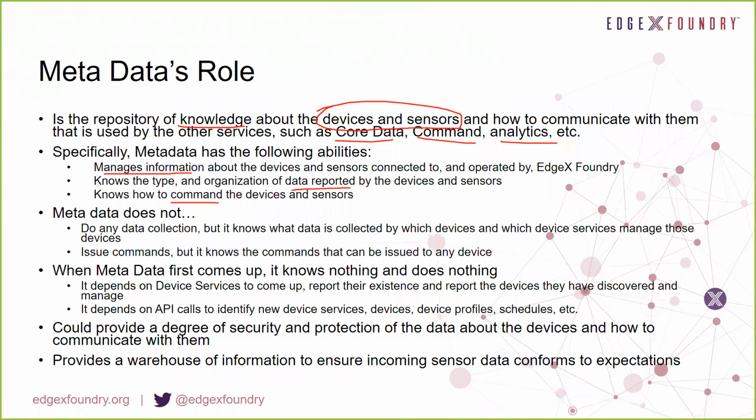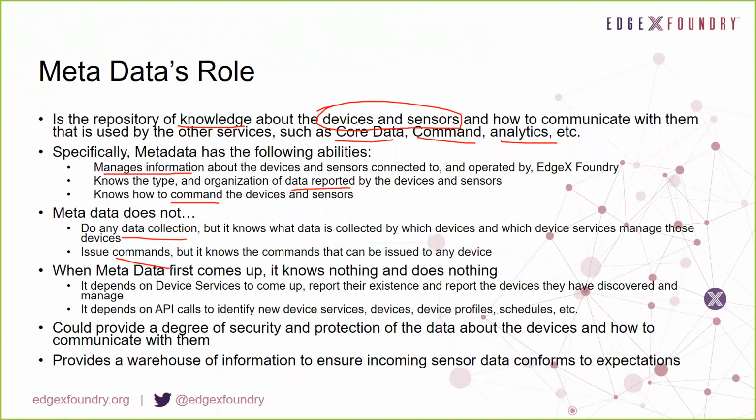Now, importantly, metadata is that repository of knowledge, but oftentimes people also expect that metadata actually does the work, meaning they expect metadata to actually do the data collection. That's not true. Metadata doesn't do the data collection. It knows what should be collected, but it lets core data manage the collection of data along with device services. People expect metadata to be able to issue commands since it knows about commands. Again, not true. Metadata has the information about what commands are available, but it leaves the command actuation to another one of our core services that we'll talk about in an upcoming talk called the command service.